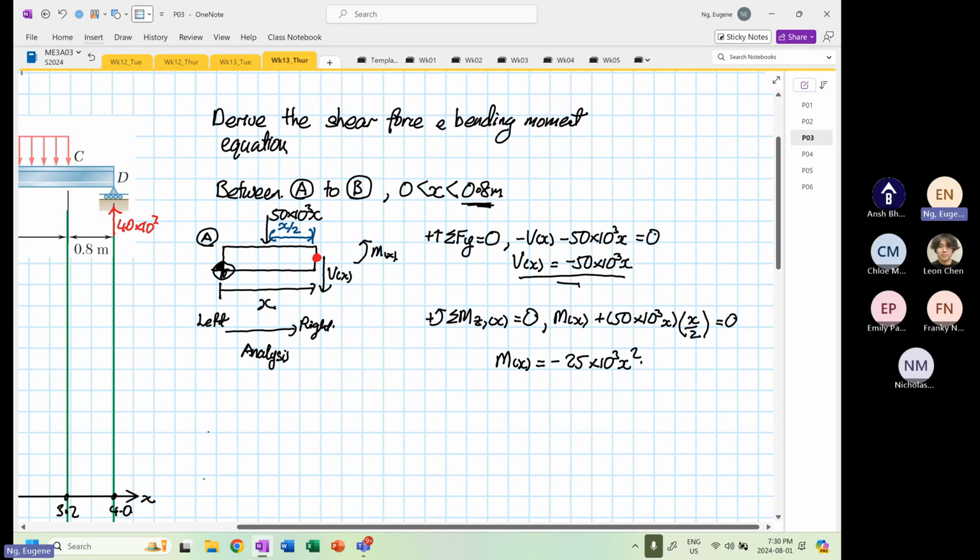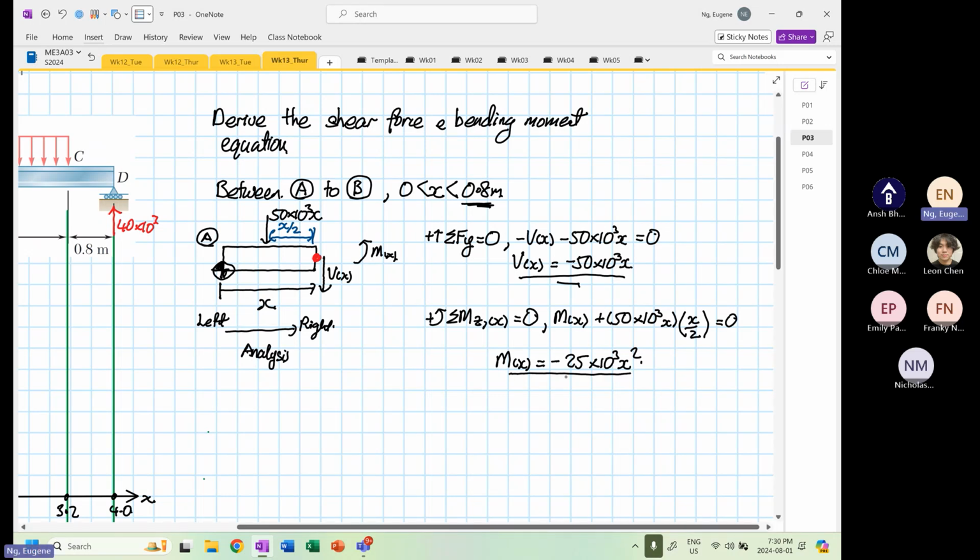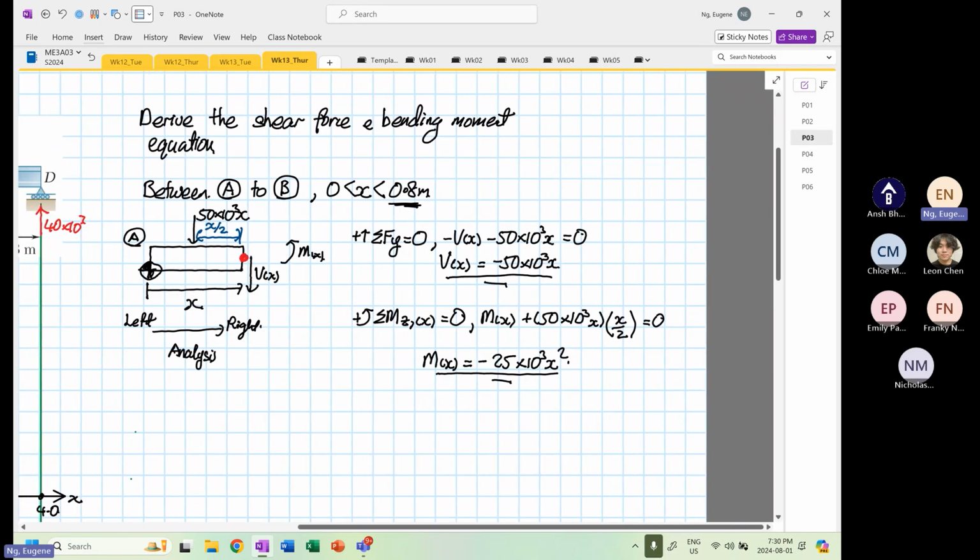Okay. So that is your function for your bending moment. Now you can already see the relationship between shear force and bending moment diagram. So I can also do this. M of x is also equal to the integral from 0 to x of V(x) dx. So when you integrate from 0 to x, you have minus 50 times 10 to the power 3 x.